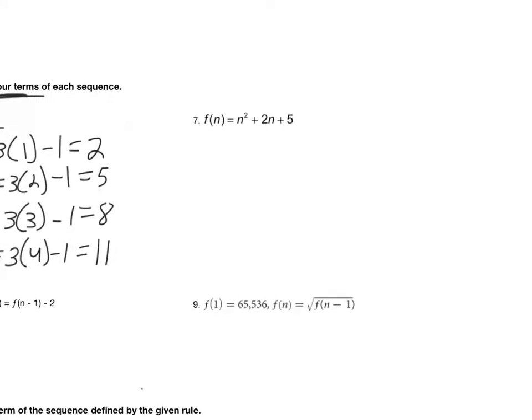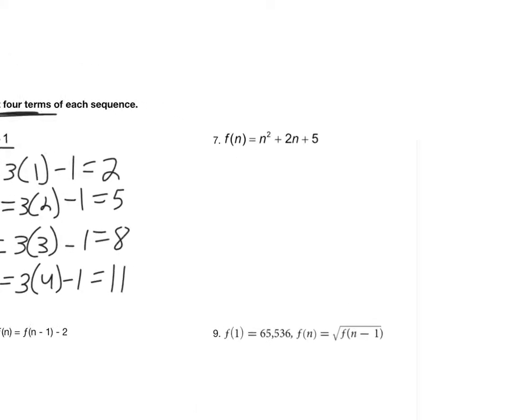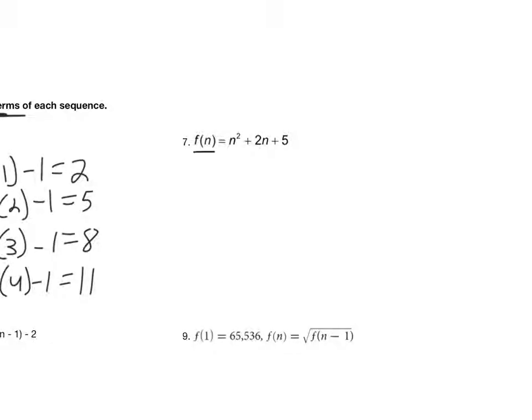Let's go right to number 7. Number 7 is also explicit. You'll be able to use your calculator if you need it on your test tomorrow. So we're finding our first 4 terms. F of 1: we plug in 1 anywhere we see an n. So it would be 1 squared plus 2 times 1 plus 5. Well, 1 squared is 1, 2 times 1 is 2, so 1 plus 2 is 3, and 3 plus 5 is 8.